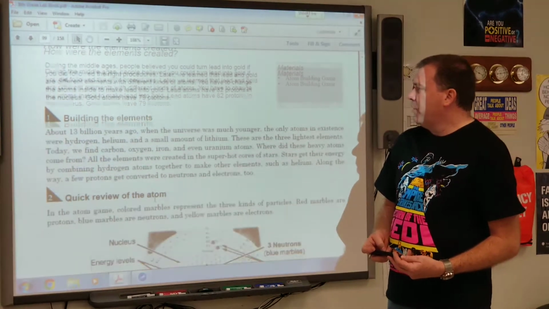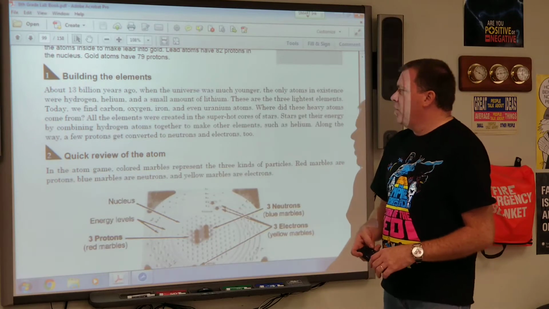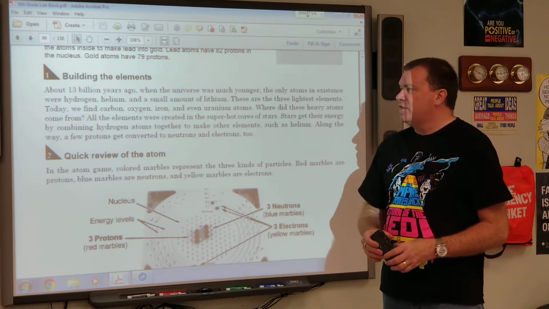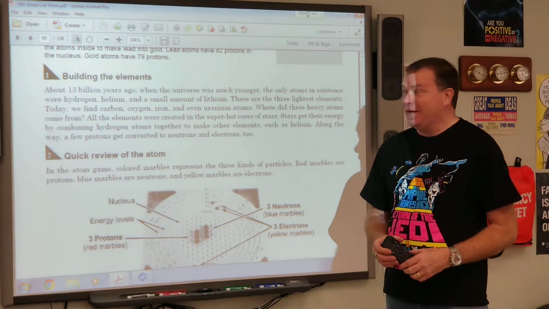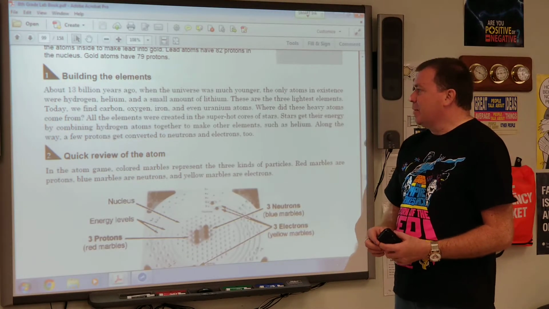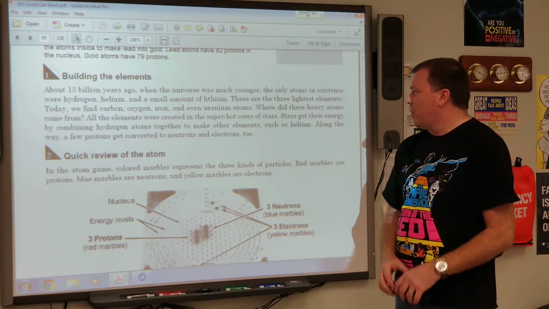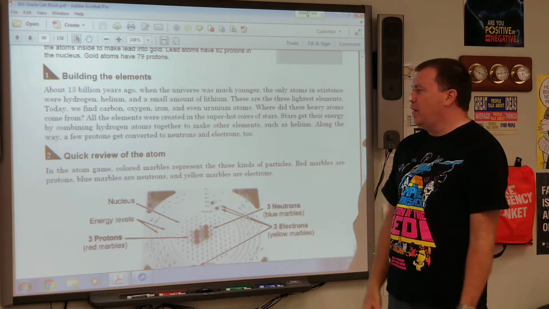Moving on, part 1, building the elements. About 13 billion years ago, when the universe was much younger, the only atoms in existence were hydrogen, helium, and a small amount of lithium. These were the 3 lightest elements. Today we find carbon, oxygen, iron, even uranium atoms. Where did these heavy atoms come from?